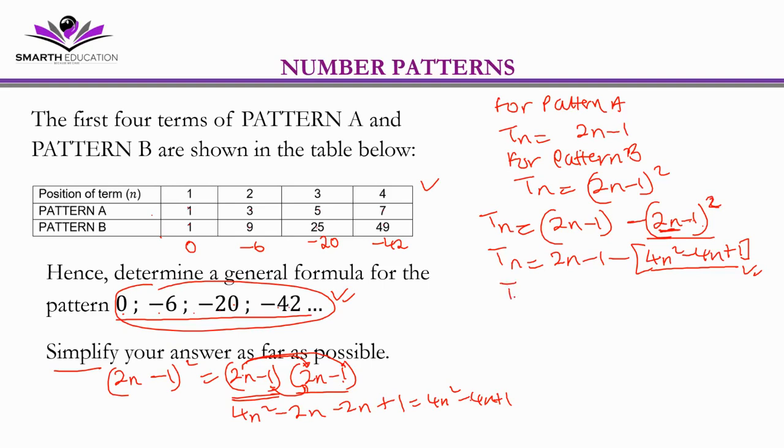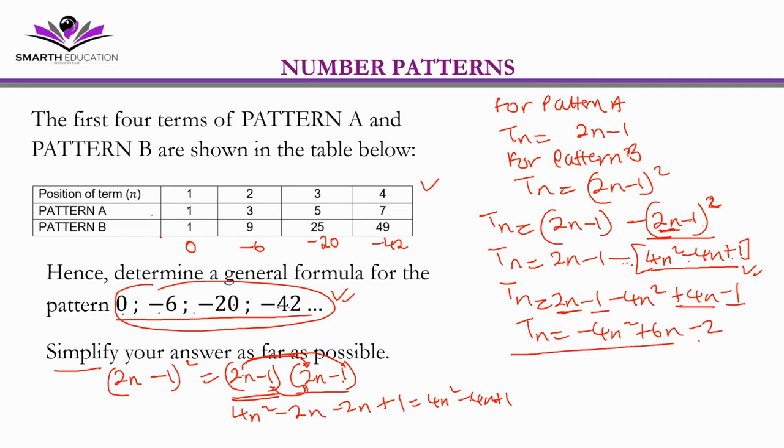Now let's simplify this. Tn is equal to 2n minus 1, and then -1 times 4n squared, -4n squared, -1 times -4n, +4n, -1 times +1, -1. Then we can simplify this. Tn is equal to -4n squared, then 2n plus 4n, that is +6n, then -1 minus 1, that's -2. So that's the final answer.